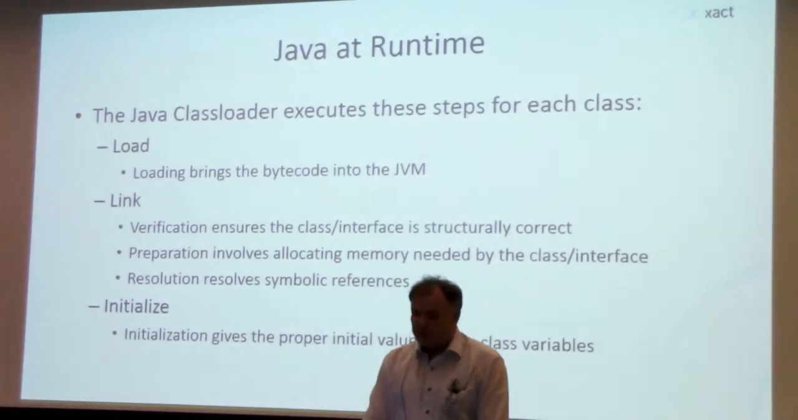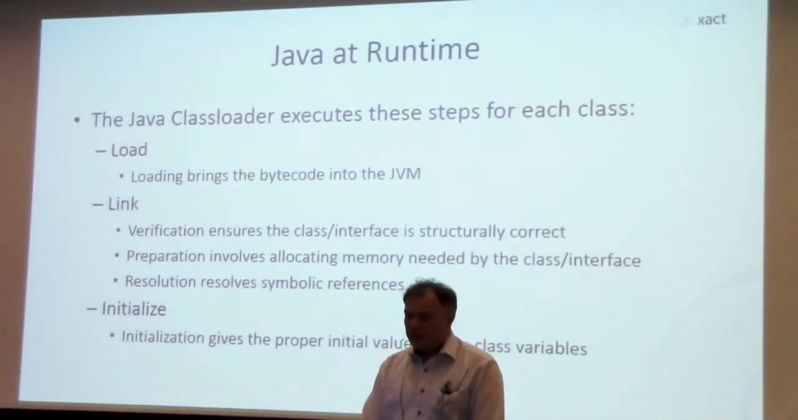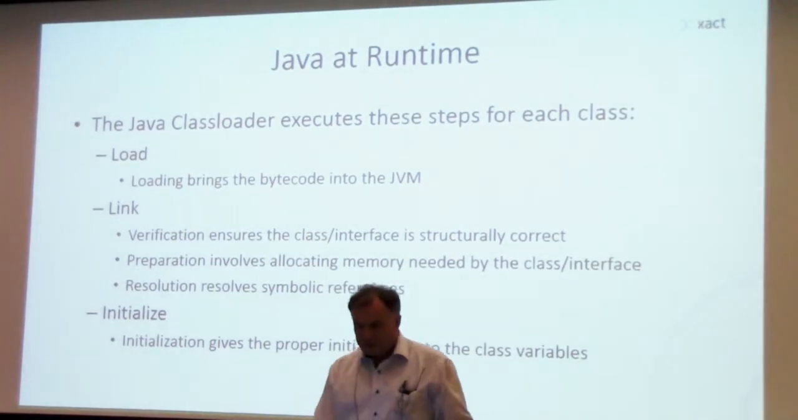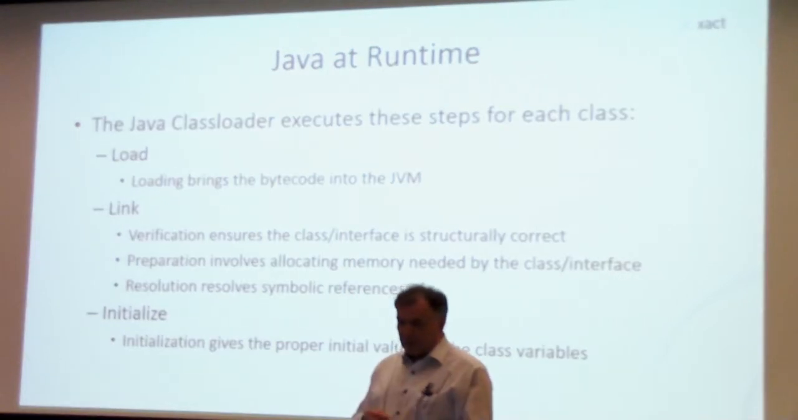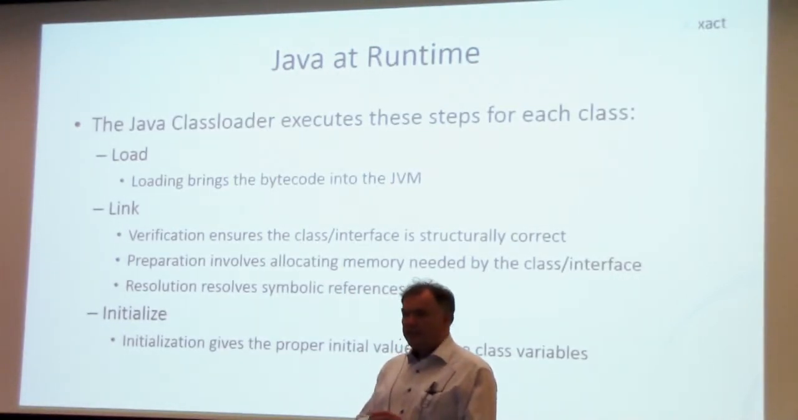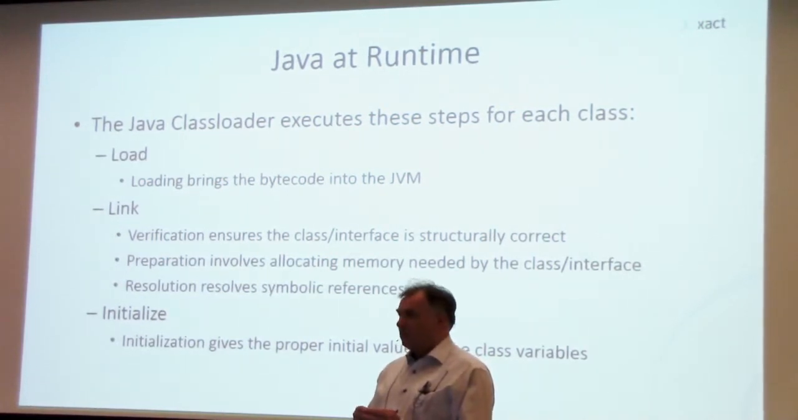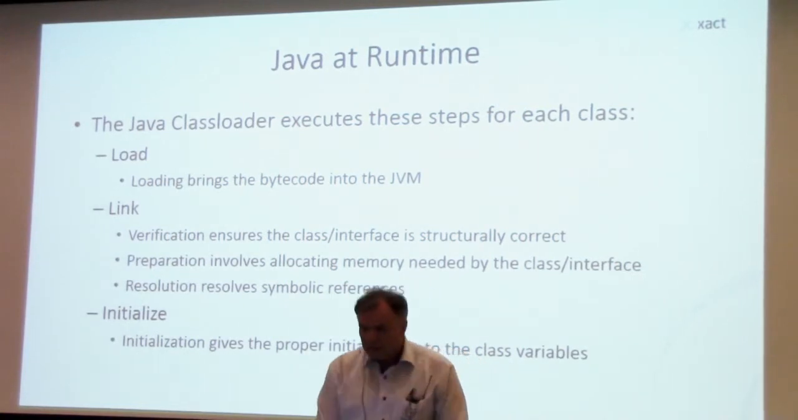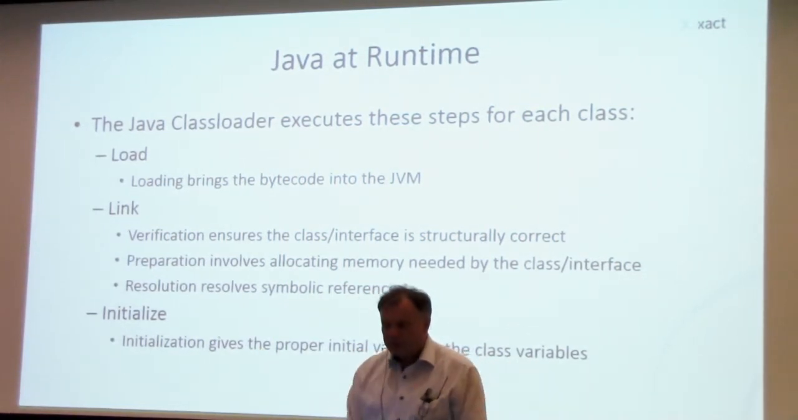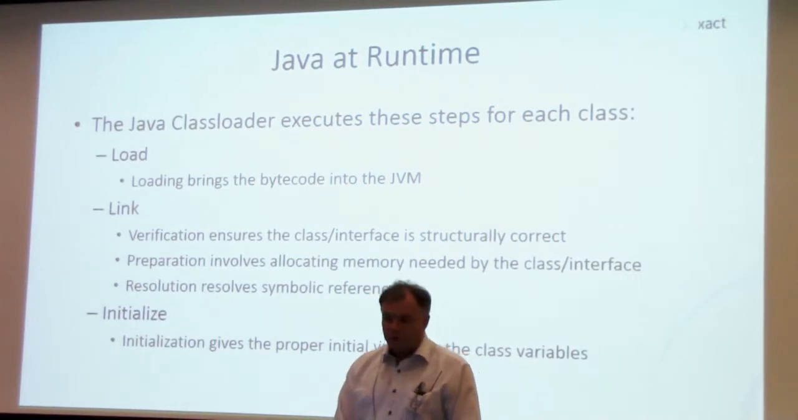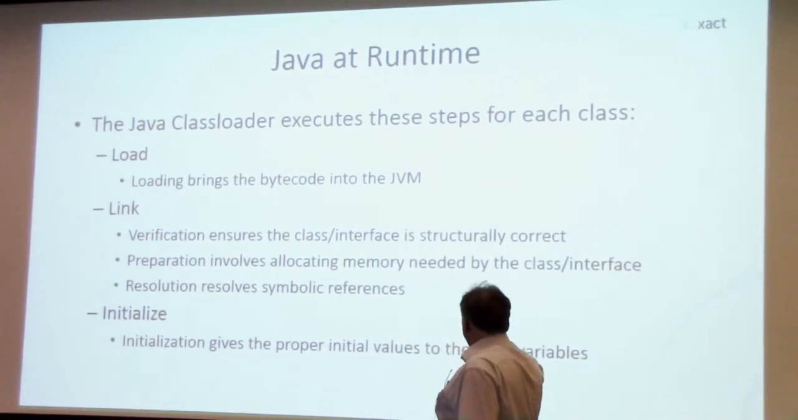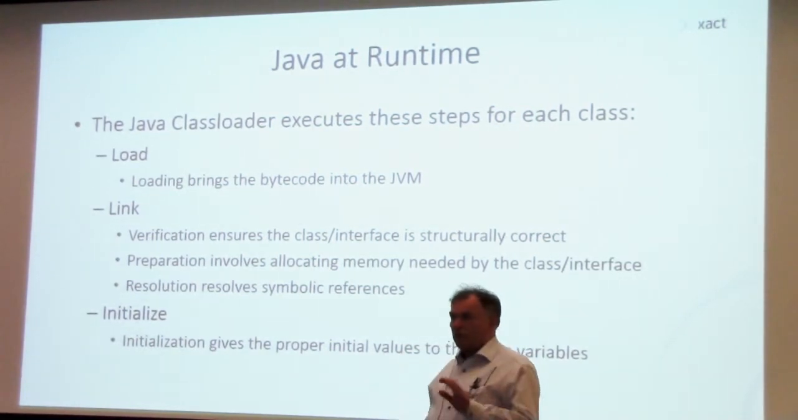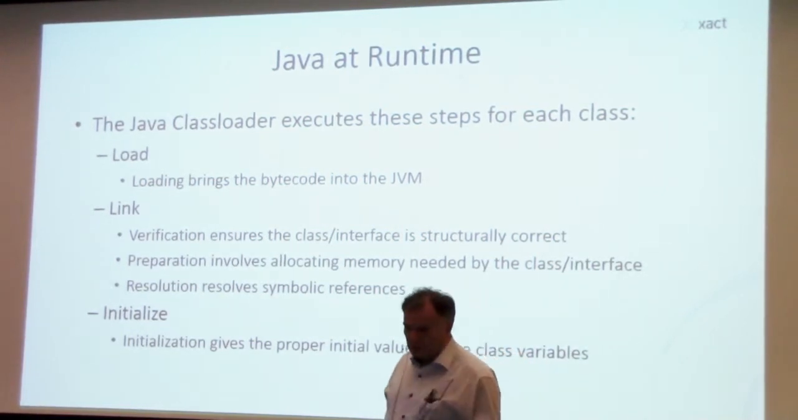So when we run it, we also have a loader. This is a Java class loader, and it does 3 steps. It loads the bytecode into the JVM, into the Java virtual machine. Then it does a link, which means that it verifies that the class is correct, otherwise it won't run. It prepares it by allocating the memory, the static memory it needs, and the stack and so on, the heap it needs, and it resolves symbolic references, much like we have seen. And then it does an initialization where it initializes values for the class variables. So it's different, but also much the same.